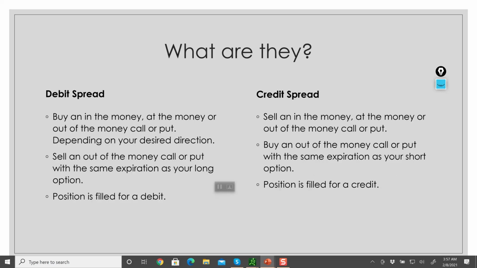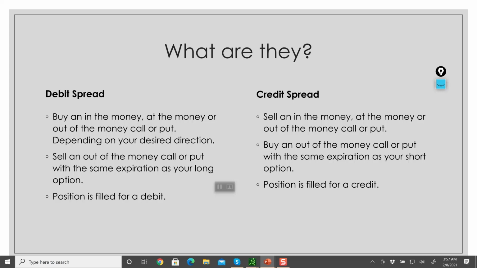All right, so what are they? So a debit spread is when you buy an in the money, at the money, or out of the money call or put, depending on your desired direction. And then you sell an out of the money call or put with the same expiration as your long option. And to get that position, that is when you get in for a debit. A debit meaning you paid to get into that position.